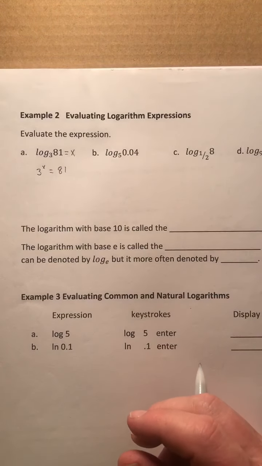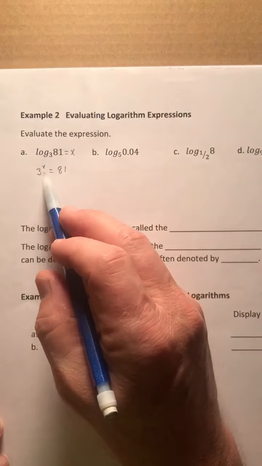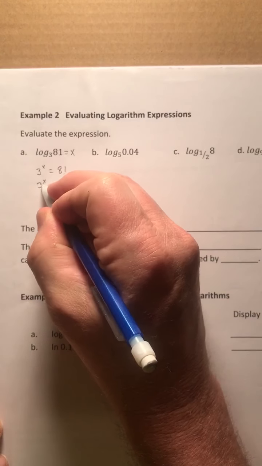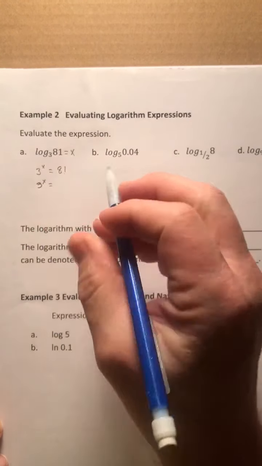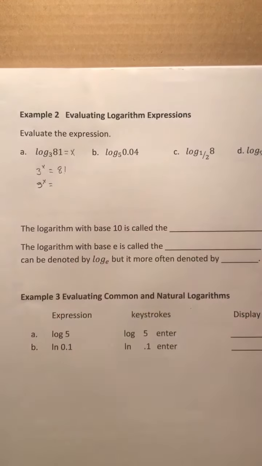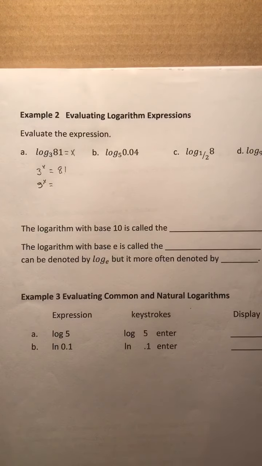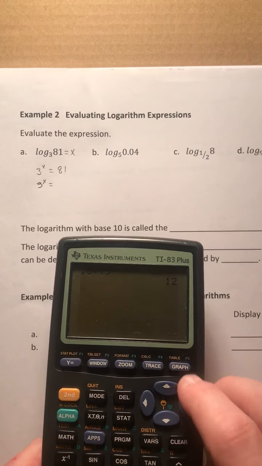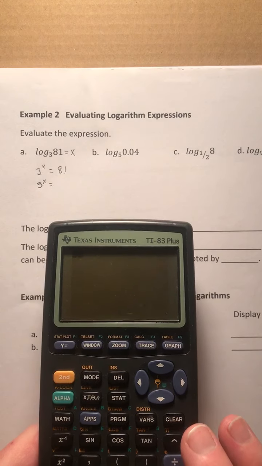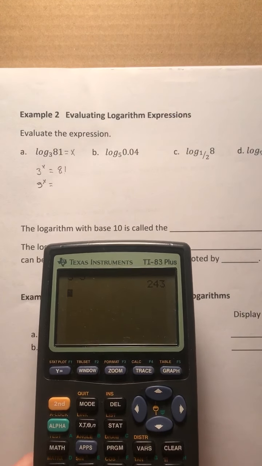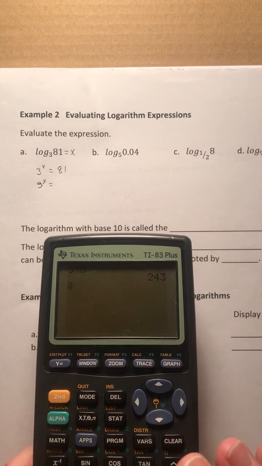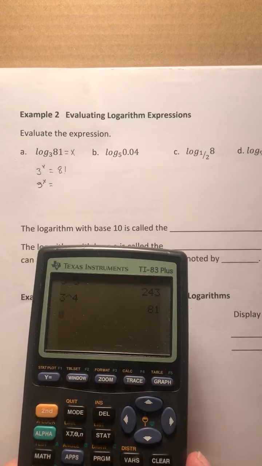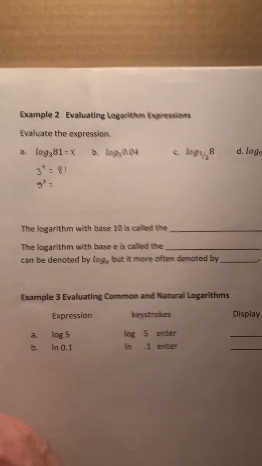What we have to do is try to get the bases to be the same. So we have 3 to the x power, and now we just have to figure out, 3 to what power gives us 81? You can just use a calculator. I've got my graphing calculator. If I put in 3 to the 5th power and hit equals, I get 243. So then 3 to the 4th power gives me 81. So now I know that 3 to the 4th power is 81.